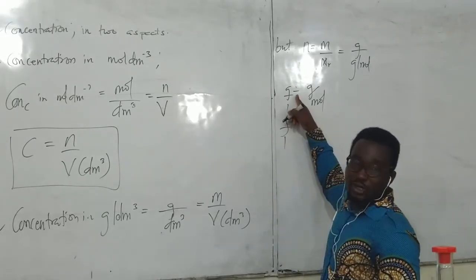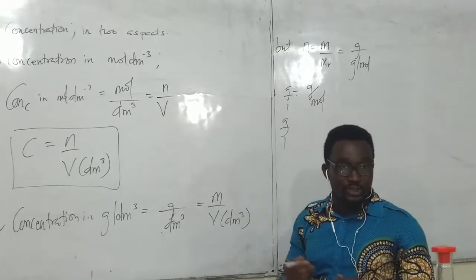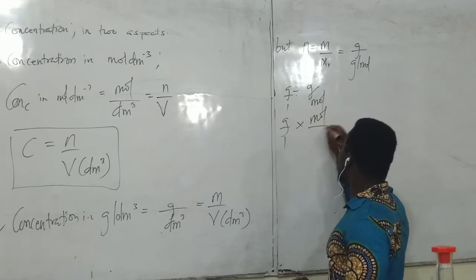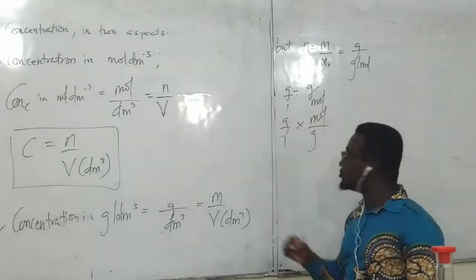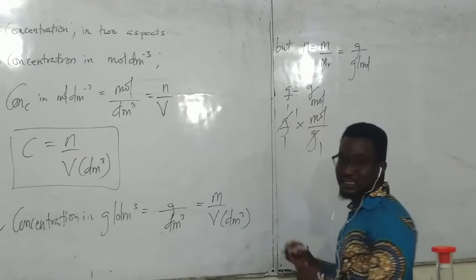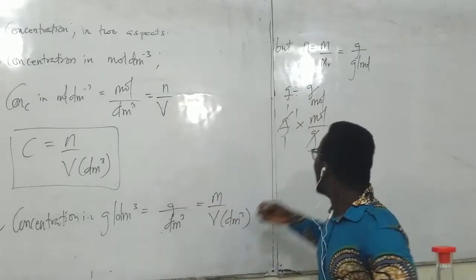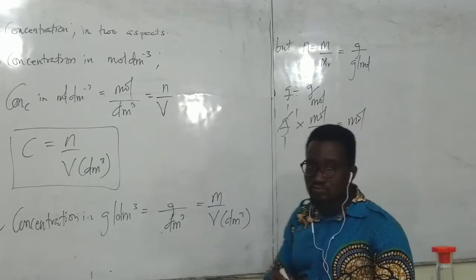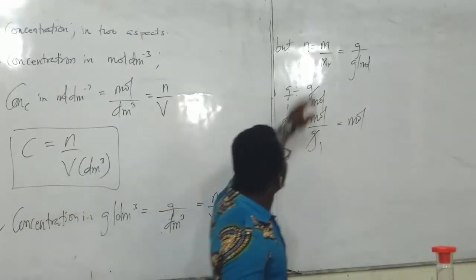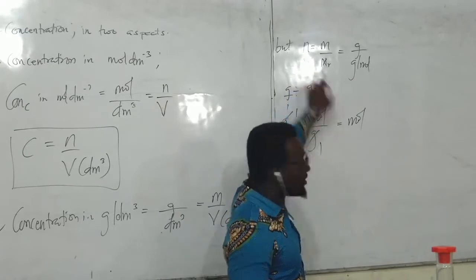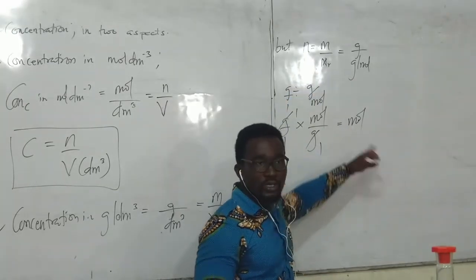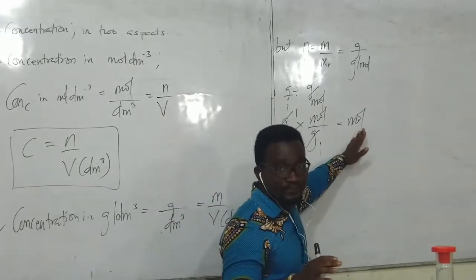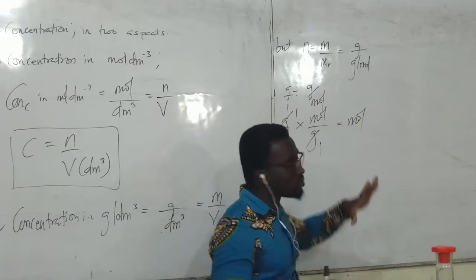Now, we want to change this one to multiplication so that you can cancel out those things that are very common to them. So, multiplication, and then this place is M, and then that is G. At the end, G will cancel, the diagonals will cancel out, leaving us with 1 times mole. So at the end, we have mole. That is why the unit for N is a mole. The G cancels out, leaving the mole. So that is the amount of substance.